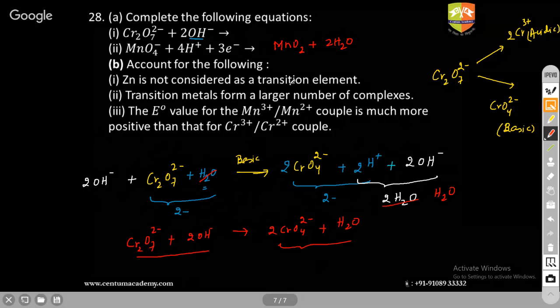Third one, the E naught value of Mn3+ to Mn2+ couple is much more positive than Cr3+ to Cr2+ couple. The reason behind this is what? The third question.